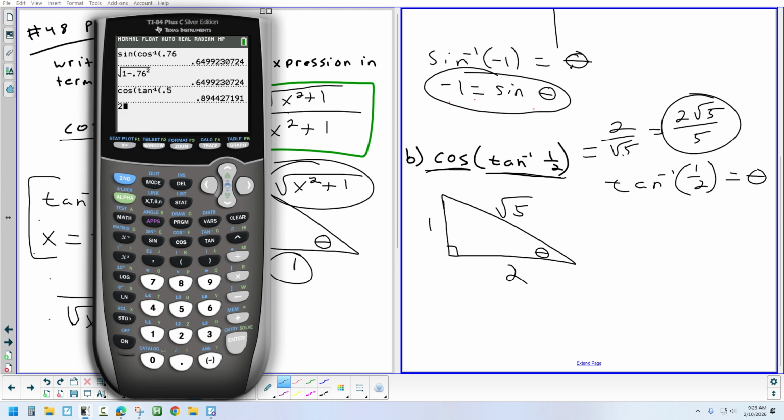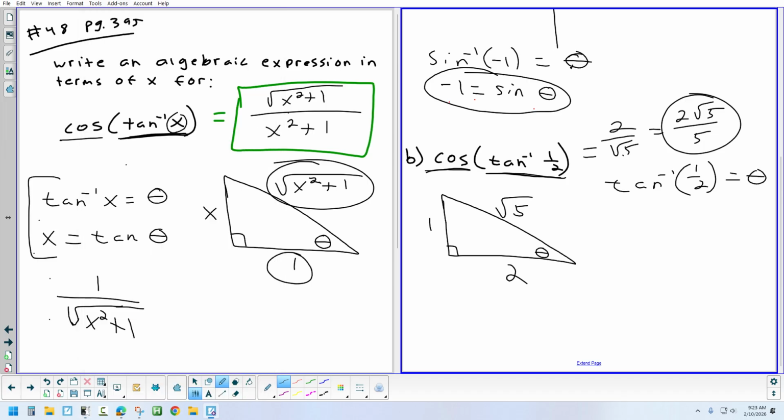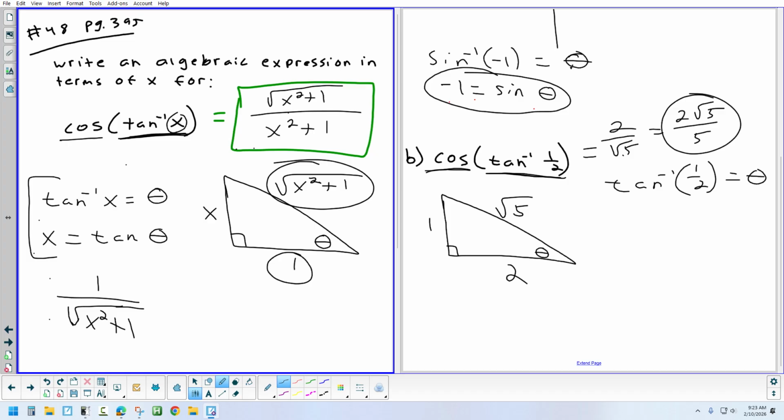You could check it. 2 square root of 5 divided by 5. Yeah, we did it right. But you're never going to know that 0.894427191 is 2 root 5 over 5. So any questions on how to do it using that diagram and getting the exact answer? Okay, so that's a couple examples of how you can evaluate a trig function, or if it's a variable, write an algebraic expression that converts your formula to something without trig.